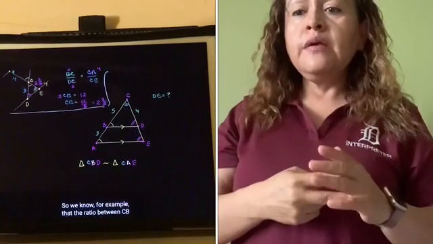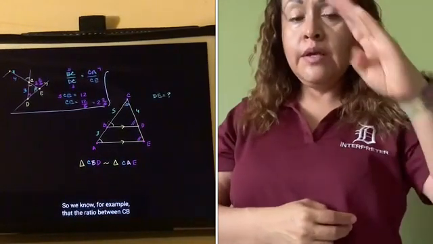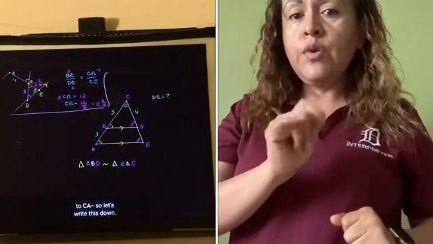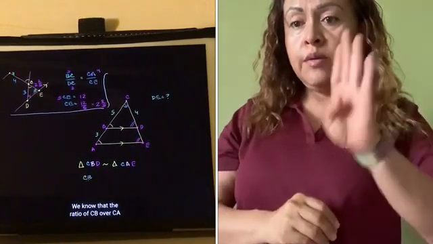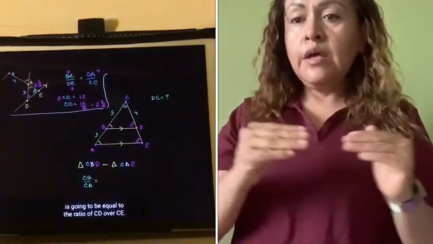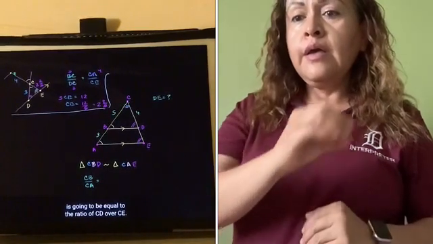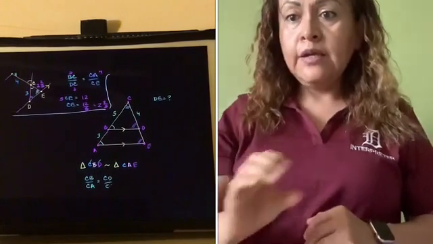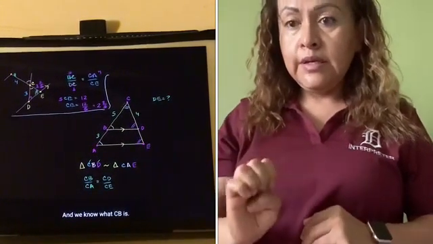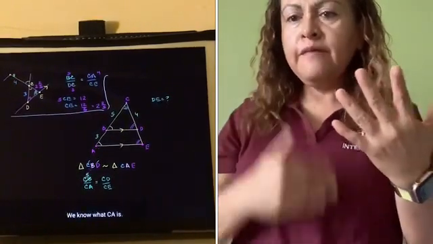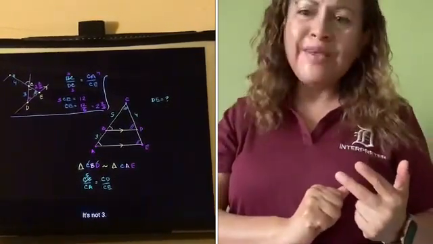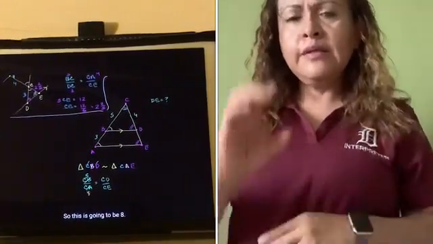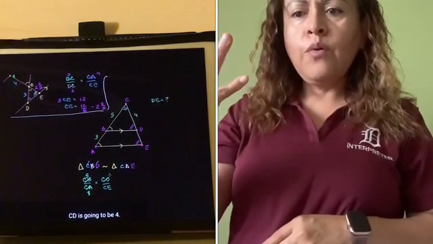So we know, for example, that the ratio of CB to CA, so let's write this down. We know that the ratio of CB over CA is going to be equal to the ratio of CD over CE. CD over CE. And we know what CB is. CB over here is 5. We know what CA is, and we have to be careful here. It's not 3. CA, this entire side, is going to be 5 plus 3. So this is going to be 8. And we know what CD is. CD is going to be 4.